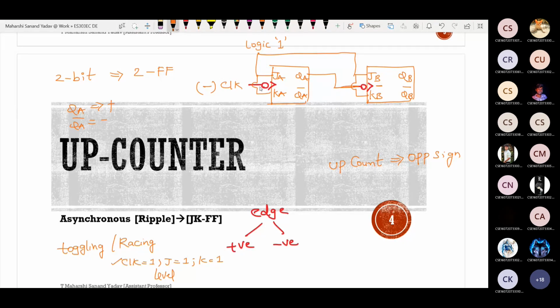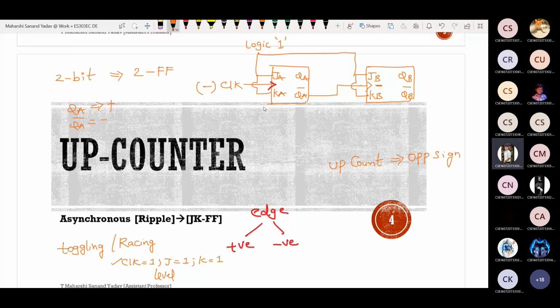And suppose if I change this, I'm removing this bubble now. I'll make it positive edge triggered. Now for that you tell me, is it right? Connect from QA bar. Why should I connect from QA bar? It should be connected from QA bar. Why QA bar?